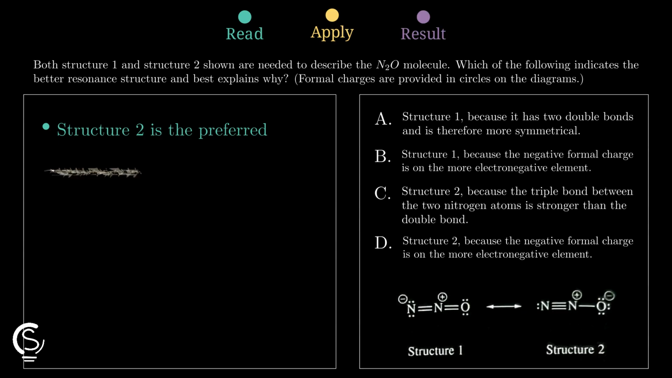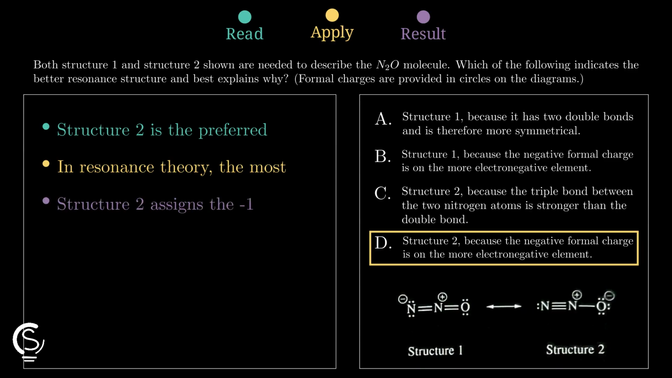Structure 2 assigns the -1 charge to oxygen while structure 1 puts it on nitrogen. Therefore, structure 2 is better, making option D our final winner.